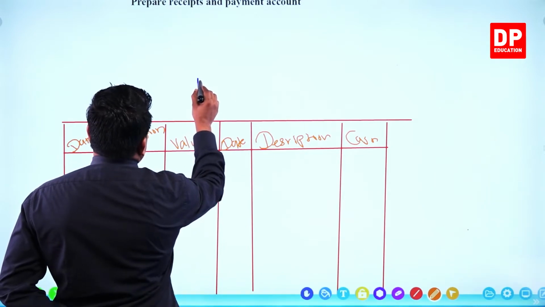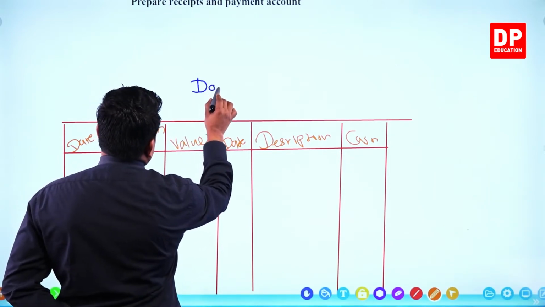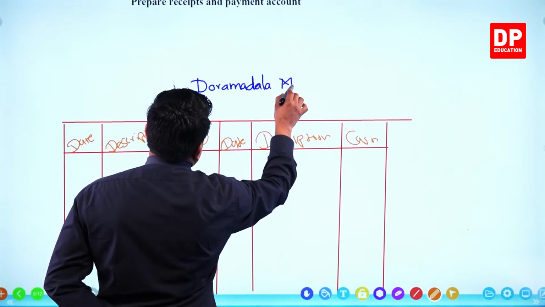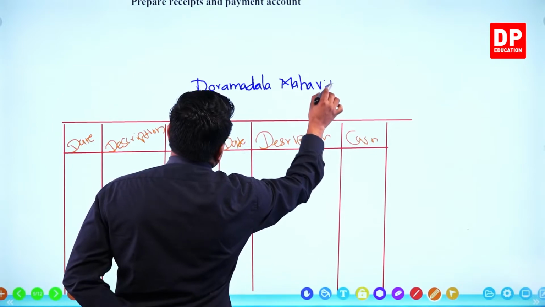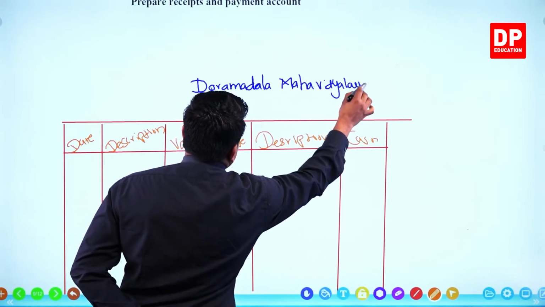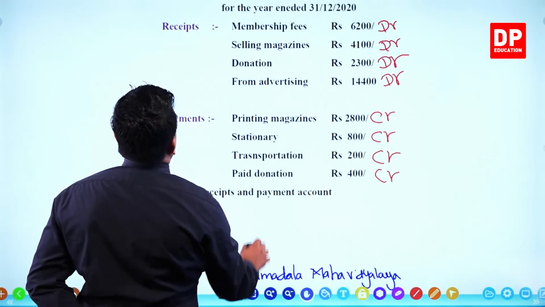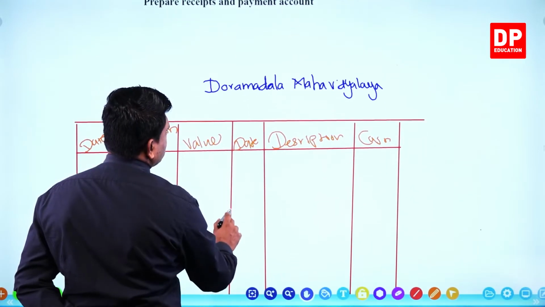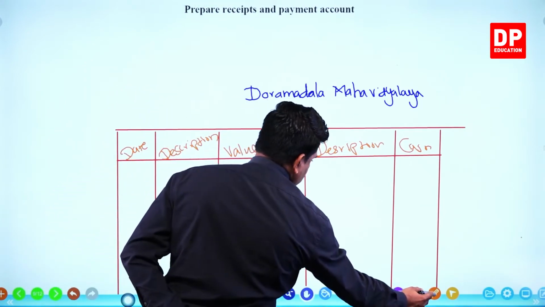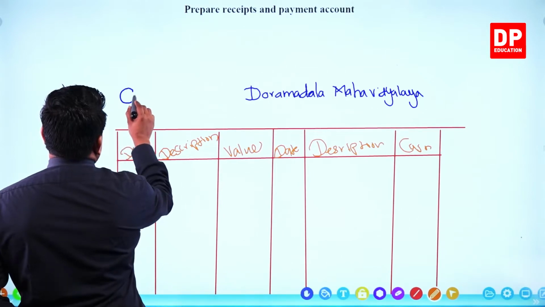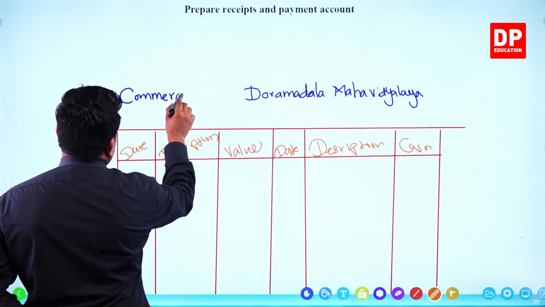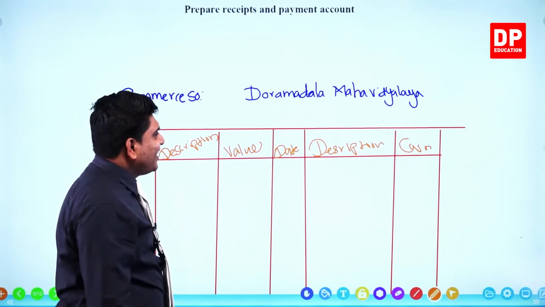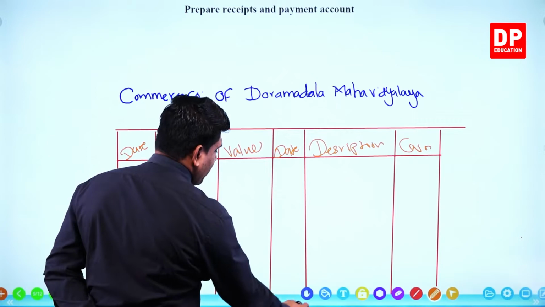First you write Doramadala Mahavidyalaya. Is there any name of the organization? Just school. See? Yes, a commerce society, no? Doramadala Mahavidyalaya Commerce Society. If not, you can write like this: Commerce Society of Doramadala Mahavidyalaya. Society, I use SO. SO, not the security officer, it should be society, right? Then of Doramadala Mahavidyalaya. Receipts and payment account.